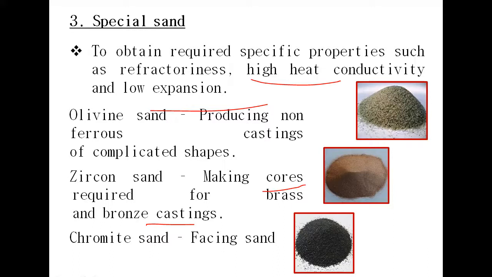Next, chromite sand, the facing sand. Facing sand means the sand that immediately contacts the surface when you pour the molten metal. So the facing sand needs to withstand high temperature. At that time we use chromite sand.